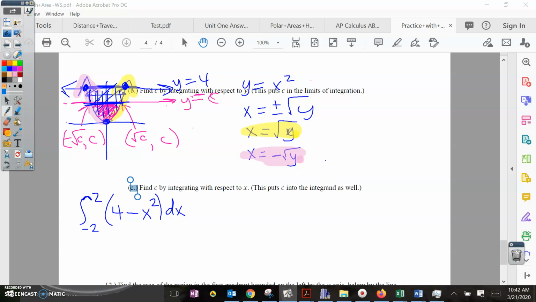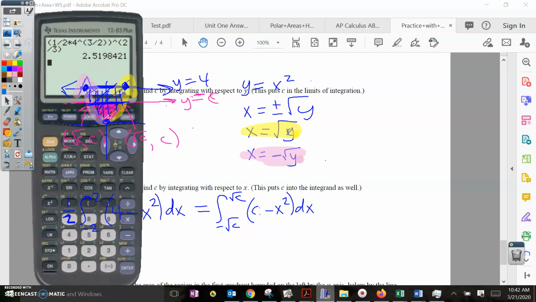If we want to do the bottom half of it, we're going to have the integral from -√c to √c of the quantity c minus x squared dx. Now those aren't equal to one another. The area over here on the left-hand side is 1/2 of the area below the line y equals c. Alright, so now I need to integrate all of this.